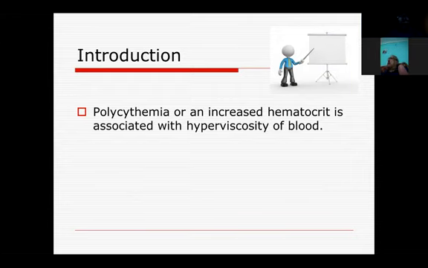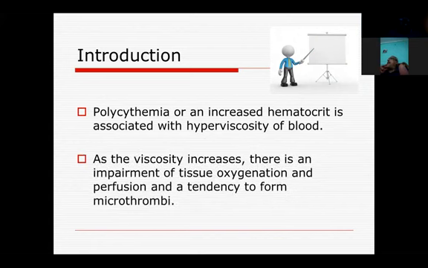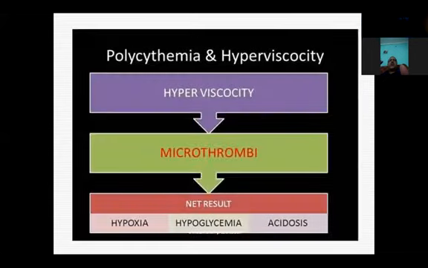It is very important. Polycythemia and increased hematocrit is associated with hyperviscosity. As the viscosity increases, there is impairment of tissue oxygenation and perfusion and a tendency to form microthrombi. So if you look back at this diagram, the polycythemia and hyperviscosity result in microthrombi, which net results in hypoxia, hypoglycemia, and acidosis.